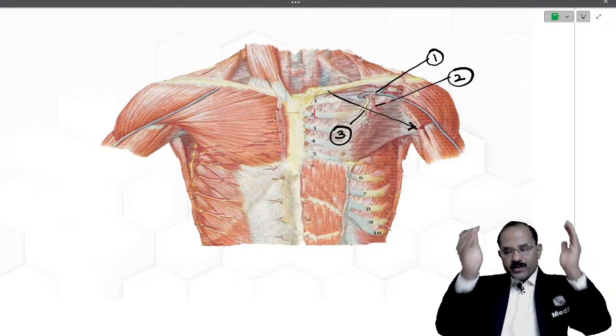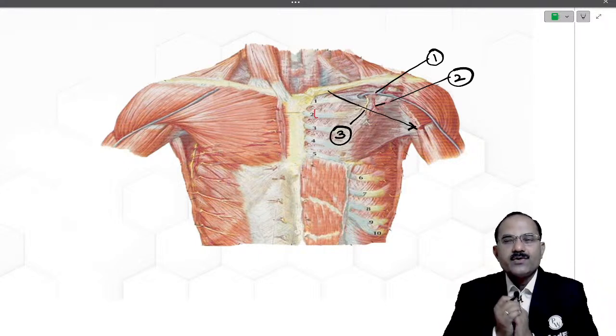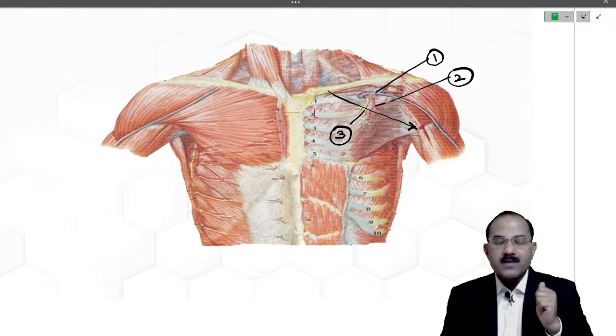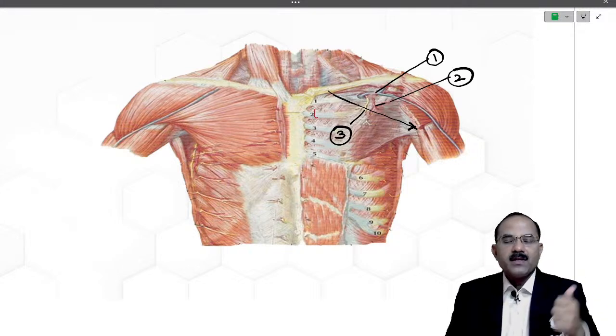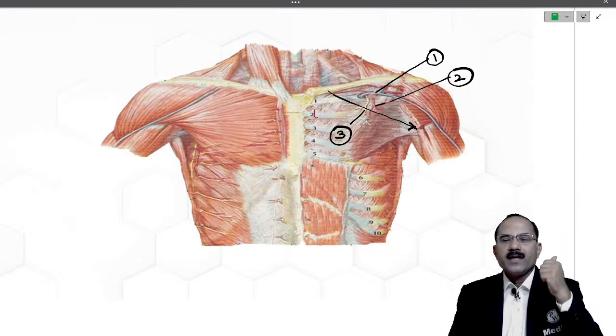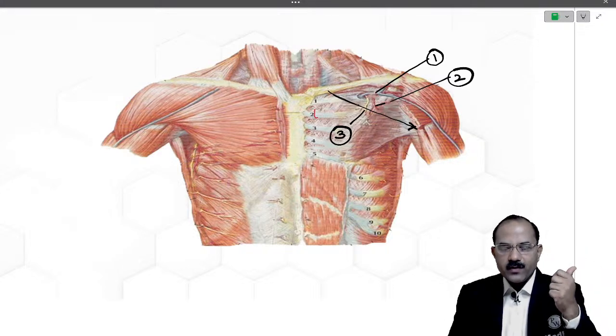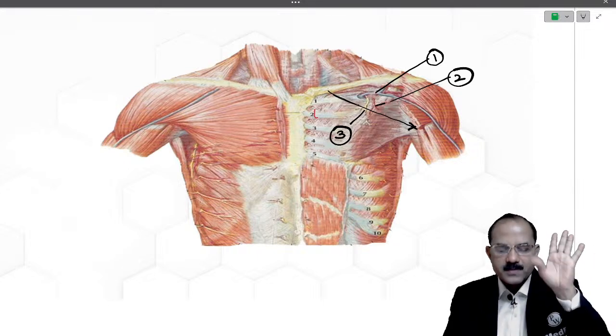So the clavipectoral fascia begins from the clavicle, inserts into the axilla, and encloses two muscles, the pectoralis minor and the subclavius. Structures piercing the clavipectoral fascia: the cephalic vein, the thoracoacromial artery, the lateral pectoral nerve, and the lymphatics from the breast. Clear, students? Very good.